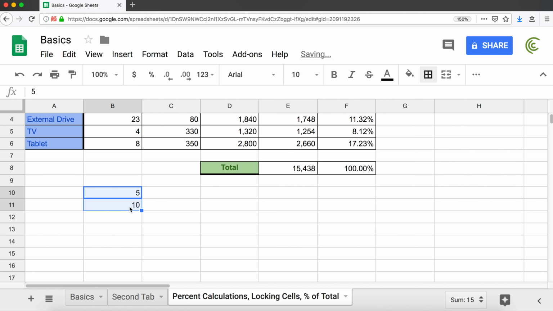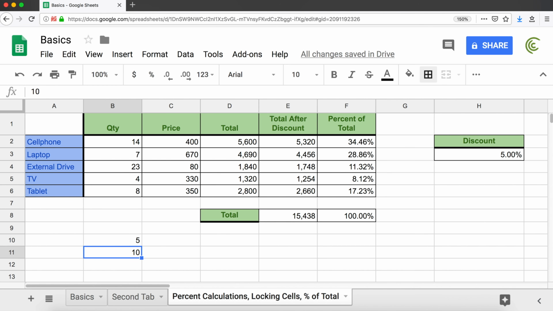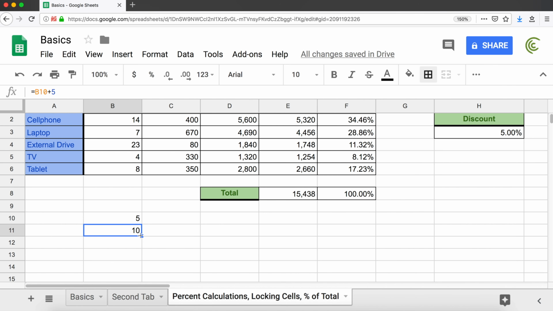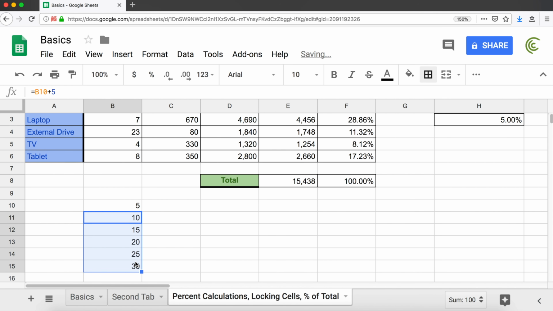Now, I'm going to do the same thing with a formula. So instead of typing 5, 10, I'm going to say this cell below equals this cell, B10, and I'm going to add 5 to that B10. So B10 plus 5 is 10. Now, if I take this formula and drag, it's going to continue this pattern. And the reason it does that is because this is B10 plus 5, and 5 plus 5 is 10.